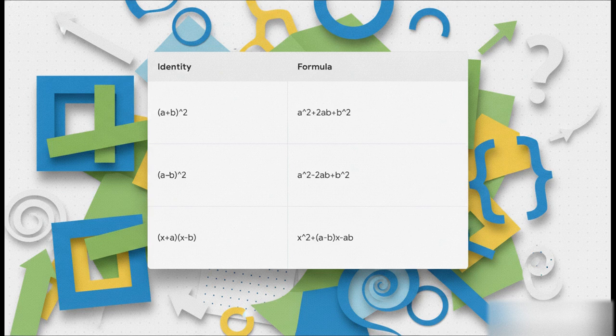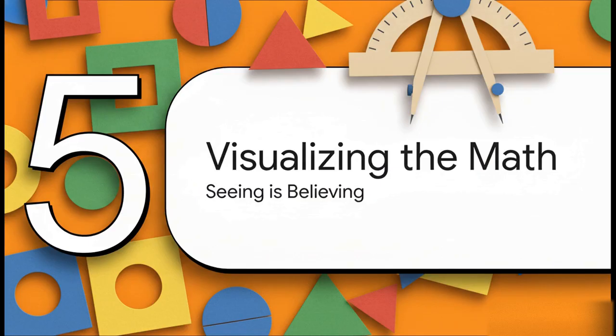When you see (a + b) squared, you don't have to do the long multiplication. We automatically know the shortcut is a squared plus 2ab plus b squared. Same goes for (a − b) squared and a squared minus b squared. But why do these specific shortcuts exist? Why does the math always work out this perfectly? Let's find out in Section 5, Visualizing the Math, because seeing is believing, right?